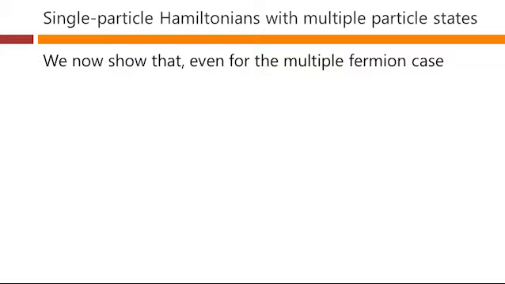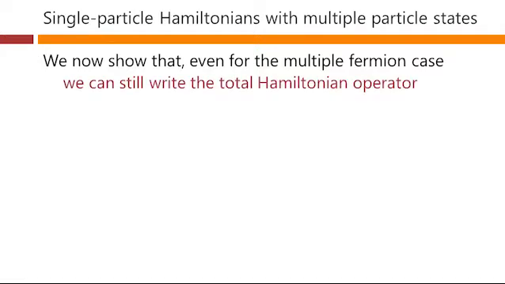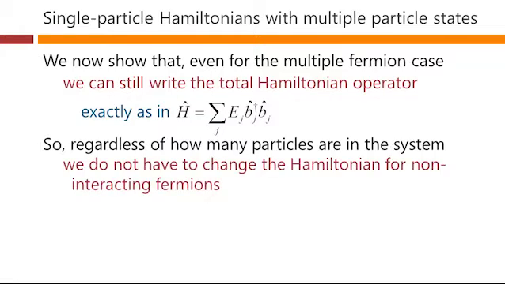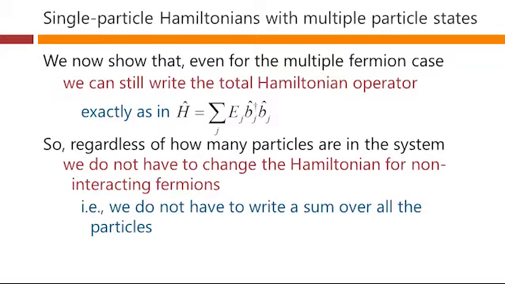We now show that even for the multiple fermion case, we can still write the total Hamiltonian operator as just this form. Note in here there is no sum over i. So regardless of how many particles are in the system, we do not have to change the Hamiltonian for the non-interacting fermions. That is, we don't have to write down a sum over all the particles. So we don't have to write this kind of sum. So now we're beginning to see some of the power of this different way of writing the Hamiltonian down.